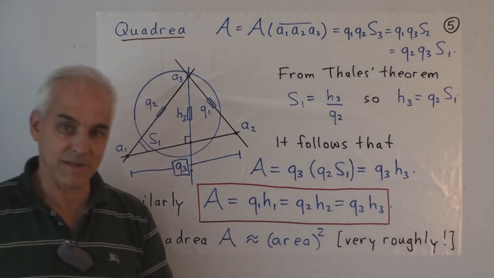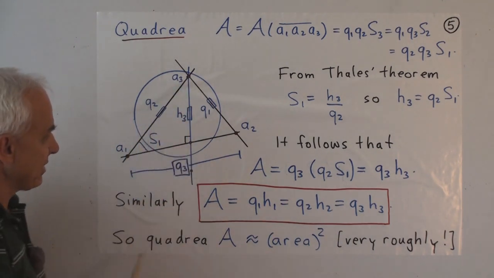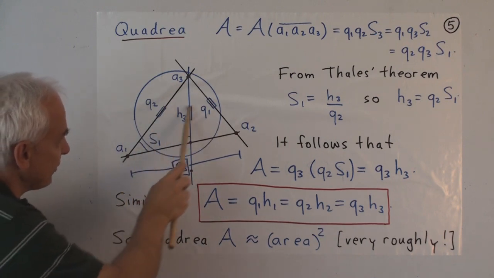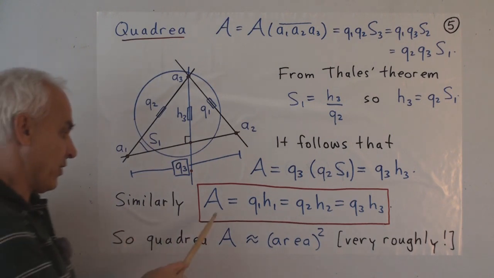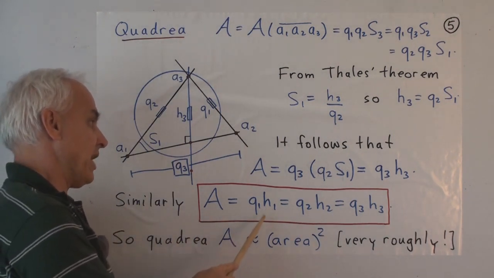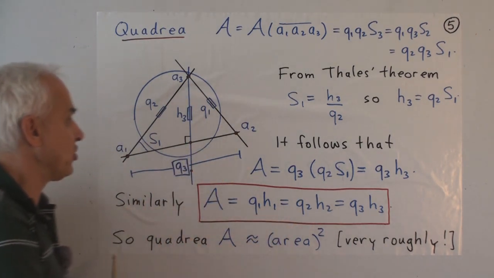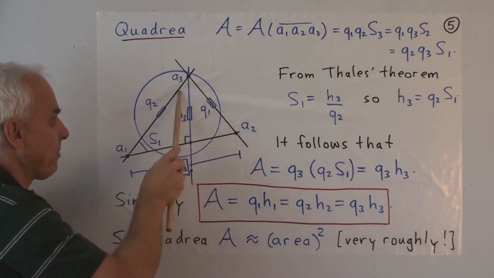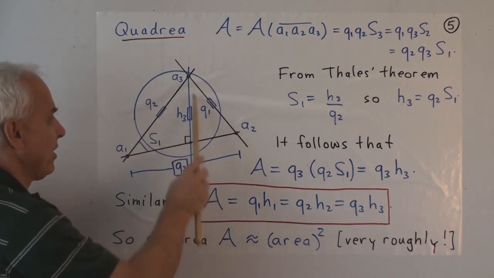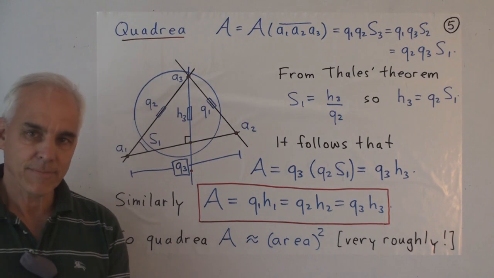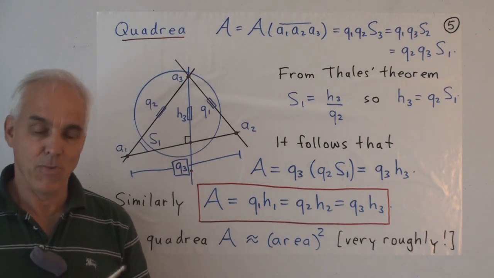The argument is exactly symmetrical, so we could have just as well done this with this as the base, or with this as the base, considering the other two altitudes, call them H1 and H2, the quadrances. So we get that the quadrea can be written either as Q1 times H1, or as Q2 times H2, or as Q3 times H3. It's like base times height, except that we're not talking about distances, we're talking about quadrances.